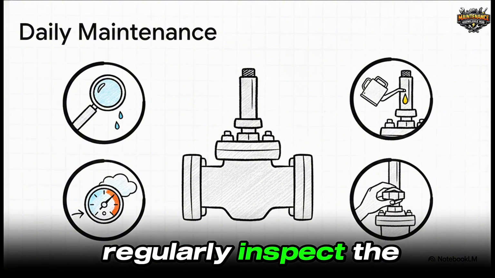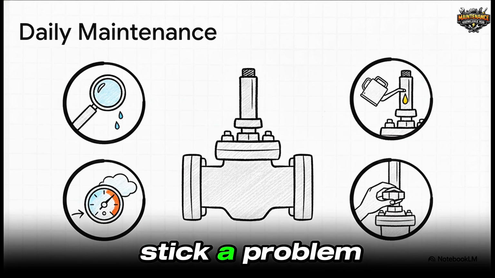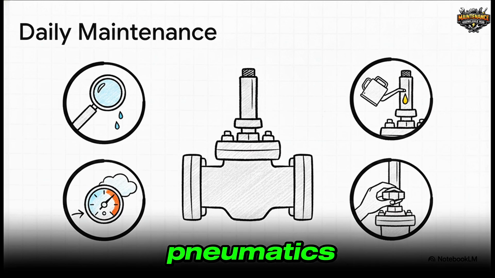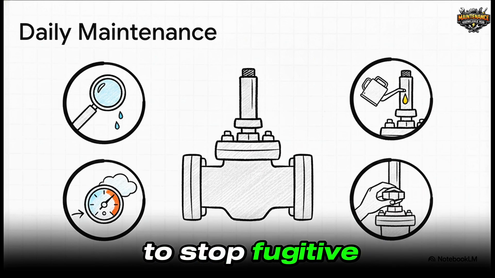You've got to regularly inspect the body for microleaks. You have to ensure the stem is lubricated so it doesn't stick, a problem we call stiction. If you're running pneumatics, verifying a clean, dry air supply is an absolute must. And of course, monitoring the stem packing is vital to stop fugitive emissions of volatile gases from leaking into the atmosphere.